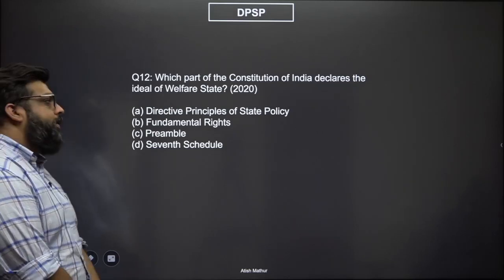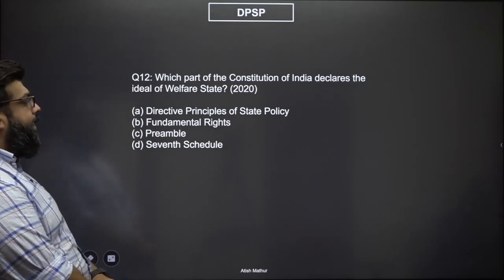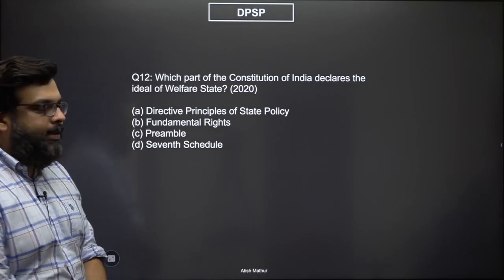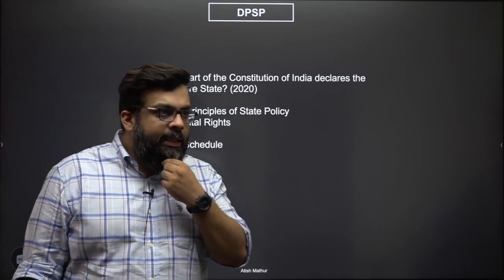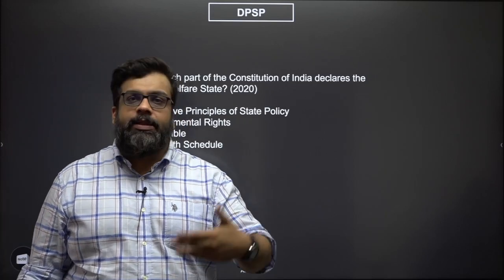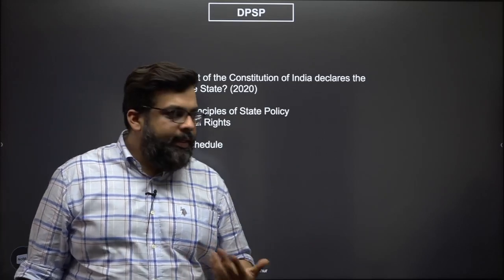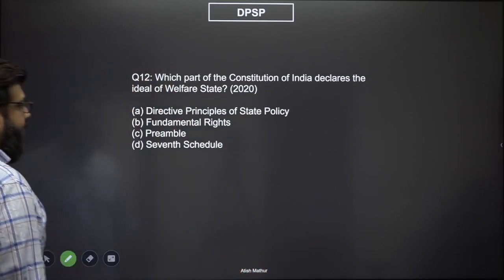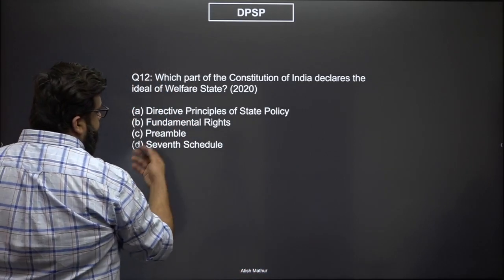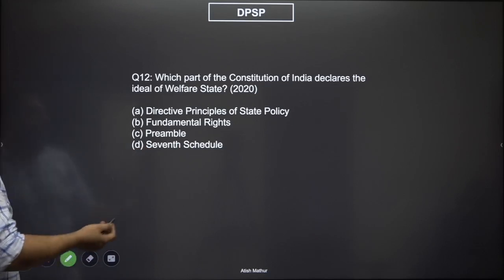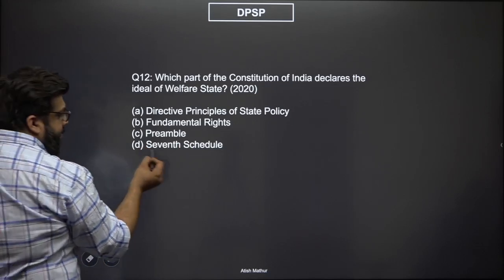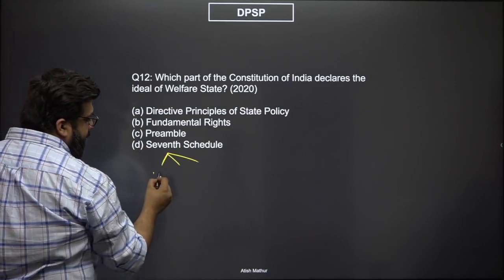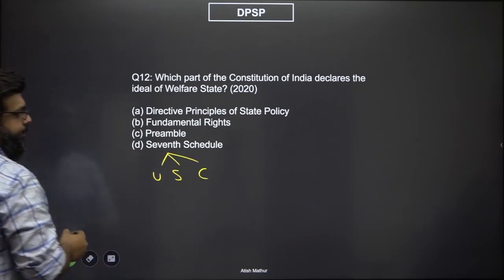Now, 12. Which part of the Constitution of India declares the ideal of a welfare state? A welfare state is that the government has to work in the interest of emancipation of the people by providing certain improvements. A. DPSP, B. Rights, C. Preamble, and D. the 7th schedule. Now, the 7th schedule is basically your lists, union list, state list, and concurrent list.